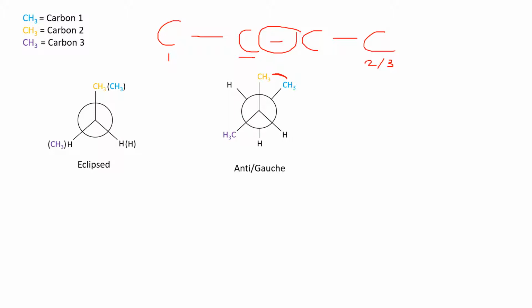And carbon 1 and carbon 3 are anti-periplanar to each other. So that's quite good. That's quite low energy. It's good for that to be that way because methyl groups want to be as far apart from each other as they can. Rotating again 60 degrees clockwise, we get the opposed structure.